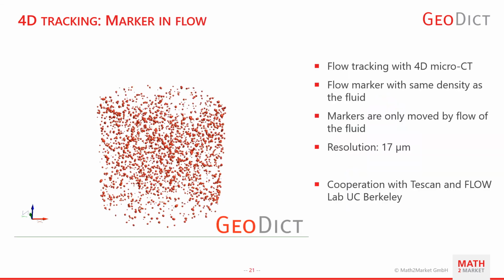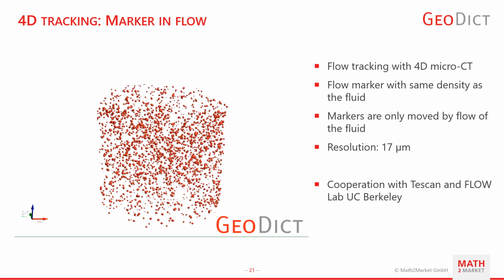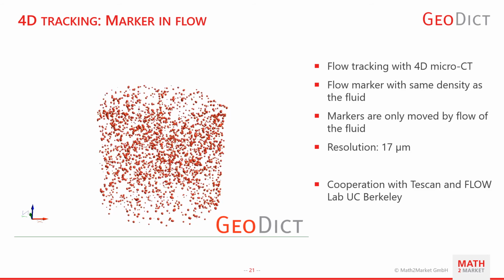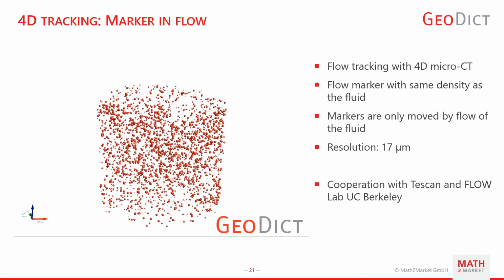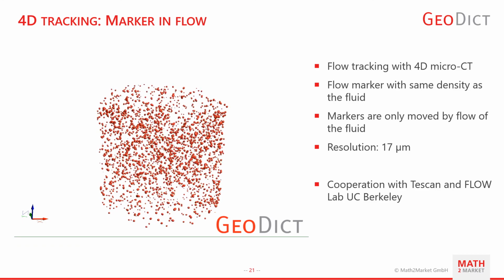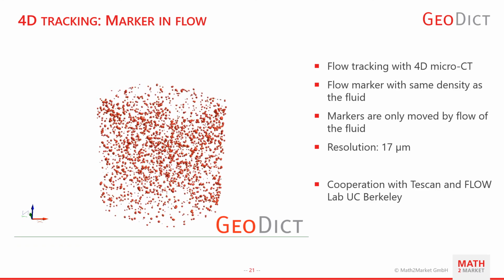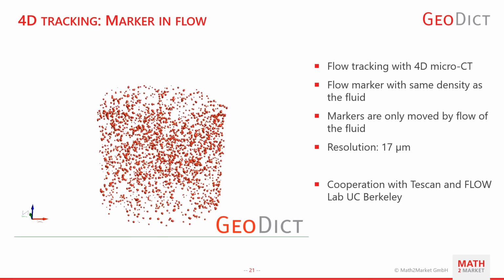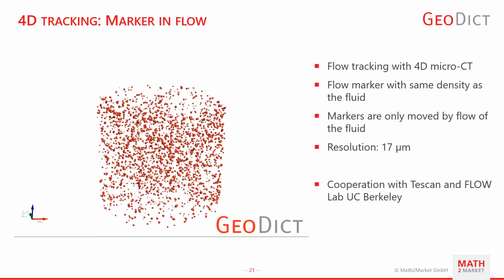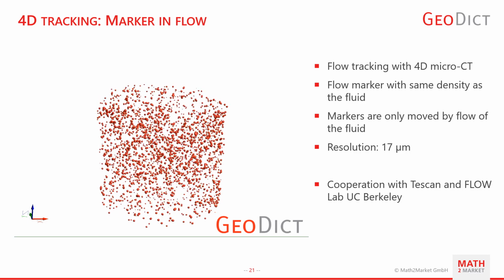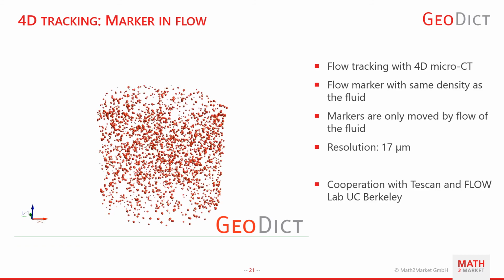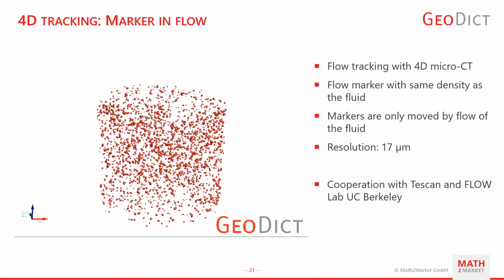And another step we did was a cooperation with TScan again and the Flow Lab at UC Berkeley, where they put flow markers into a fluid with neutral buoyancy, so the markers were only moved by the flow. We also got that 4D dataset, so the moving markers were imaged in a CT, and we got this into GeoDict.